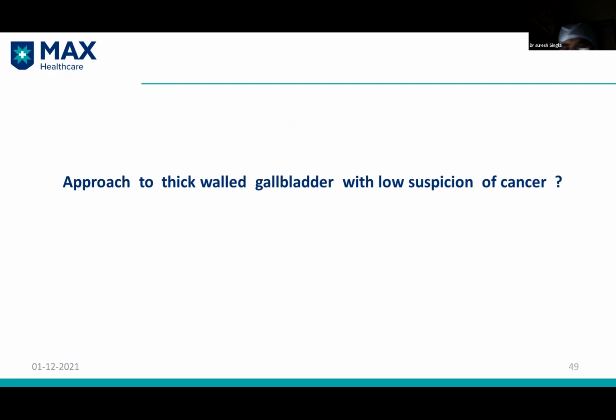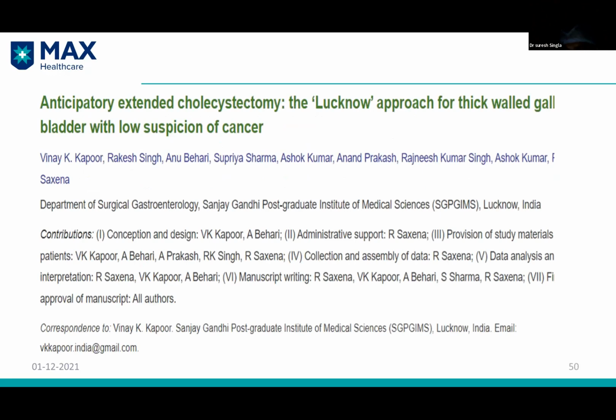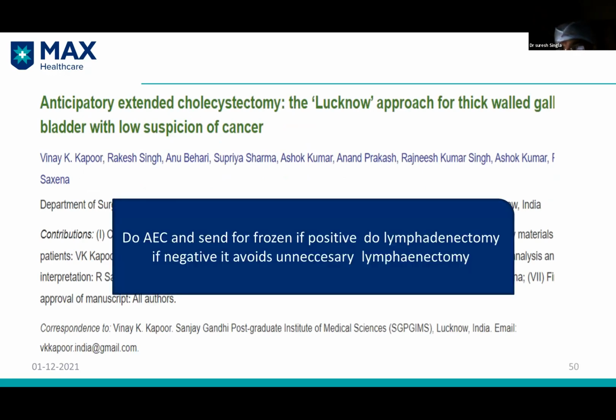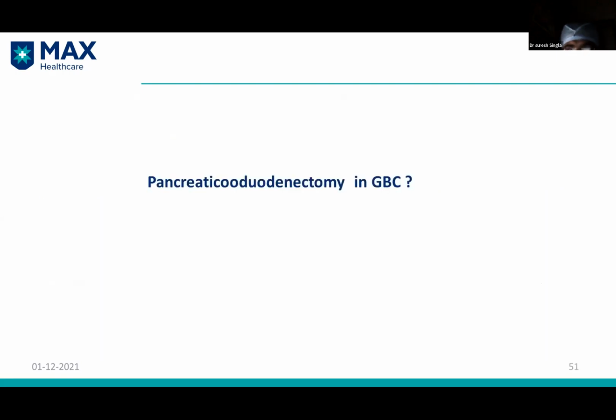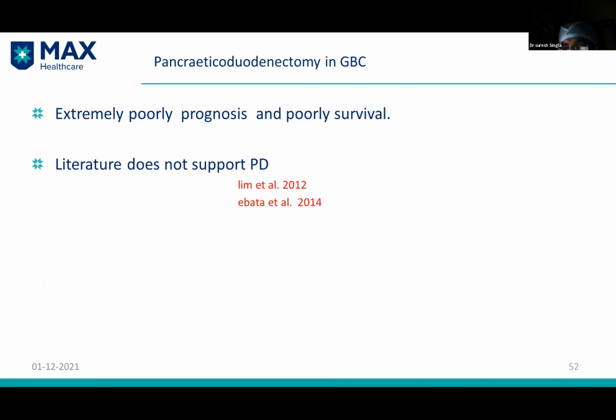My next question was the approach to a thick wall gallbladder with low suspicion of carcinoma. Dr. V.K. Kapoor has already discussed in detail the Lucknow approach: first you can go for standard cholecystectomy and send a sample for frozen. If it is positive, then you can go for lymphadenectomy. Otherwise, it's enough for the surgery. We can also discuss a little about pancreaticoduodenectomy in GBC, and a few words were already said by Dr. V.K. Kapoor. GBC with involvement of the pancreas has a very poor prognosis, and literature does not support pancreaticoduodenectomy.